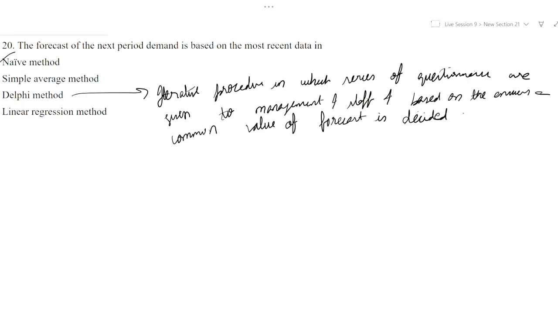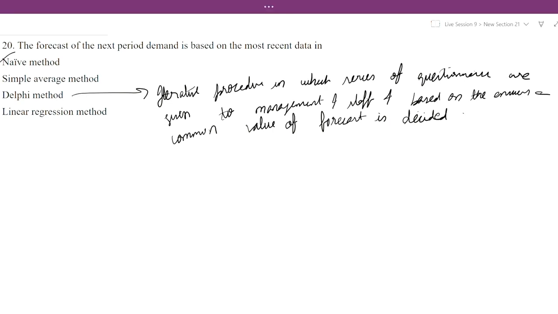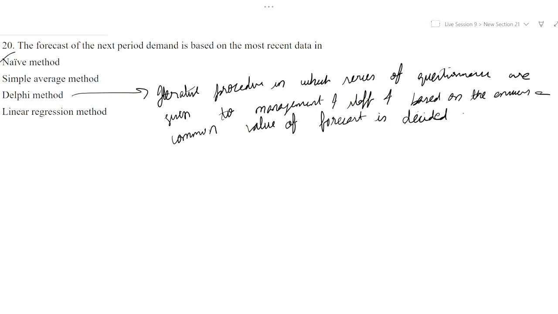Naive method, here the forecast for the next period demand is based on the most recent data. Now here a problem is encountered. Think if you should give more weight to recent data when compared to old data or not. So in this type of method we give it to the most recent data.